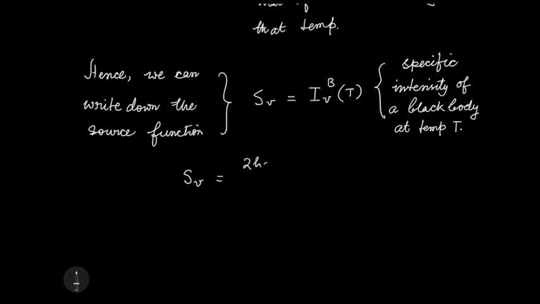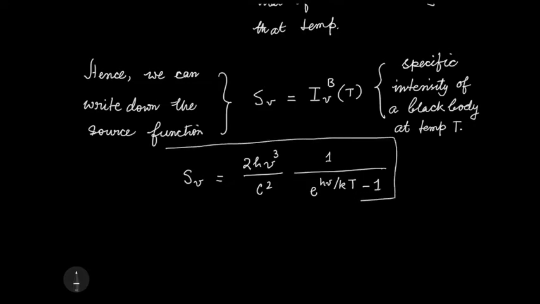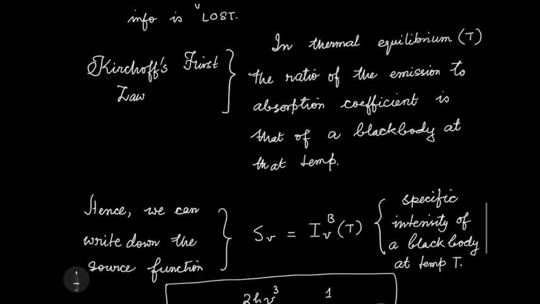So what is the specific intensity of a black body at temperature T? It is 2h nu cube by c square, times 1 by e to the h nu by kT minus 1. k is the Boltzmann constant. I'm not emphasizing these things, as you know them already. So I have got the source function.